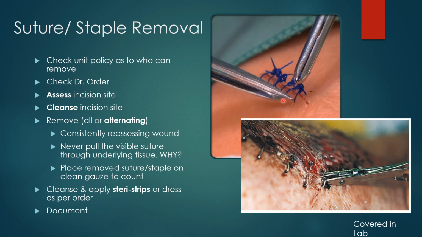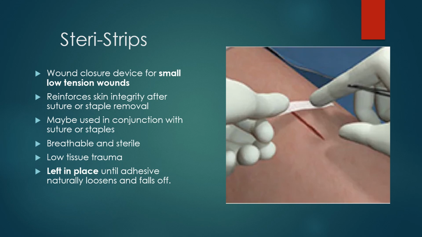After we remove the sutures, we typically apply steri-strips and put a small dressing on the wound, just as a reinforcement. We'll talk about steri-strip applications as well. Steri-strip application is something that you are going to cover in lab. You will cover it at the same time that you cover suture and staple removals.